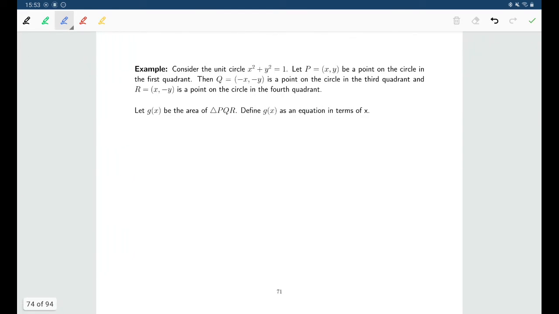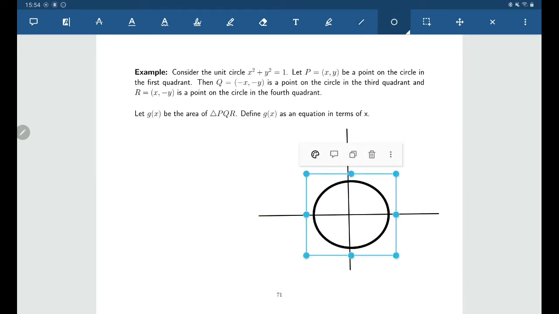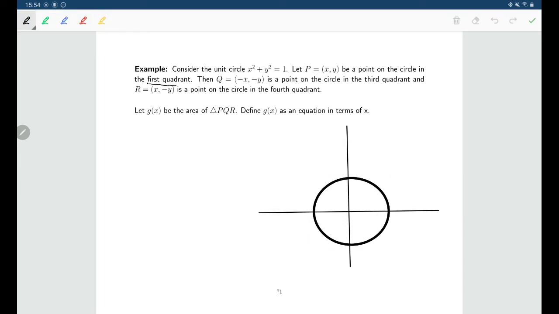All right, one last little one to look at here. We've got a unit circle, and I've already given the equation of the unit circle, so I'm just going to sketch this really quickly. So we have a little unit circle, and P is a point on the circle in the first quadrant. So again, since this point is in the first quadrant, that means that x must be positive and that y must be positive as well. So there's our point x, y that I'm picking.